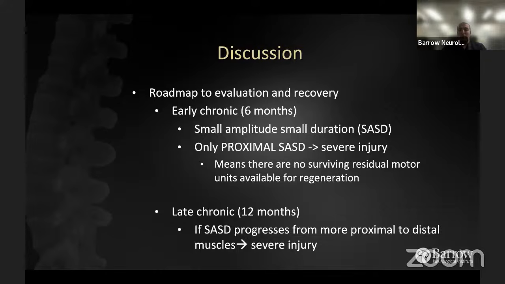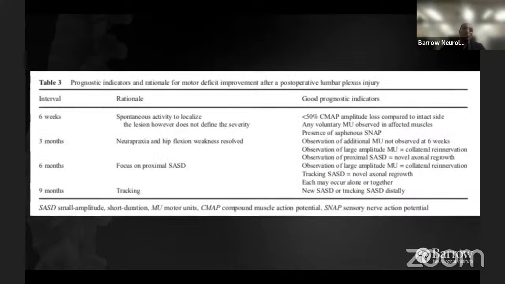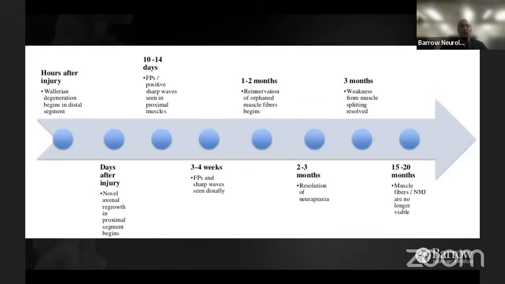In the late chronic phase, at 12 months, about a year, if the SASTs start to progress from more proximal to more distal muscles, that means that degeneration is continuing, and that also means a more severe injury. This is a table where these different electrodiagnostic findings are summarized in more detail, as I discussed earlier.